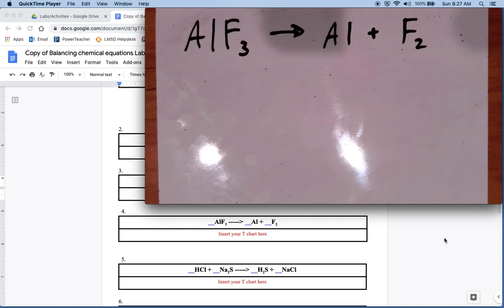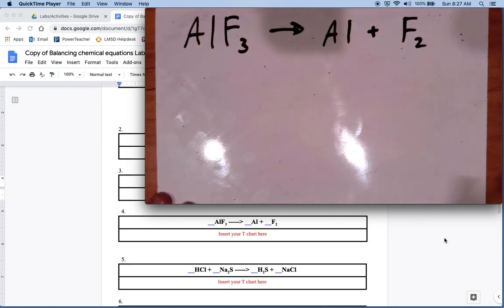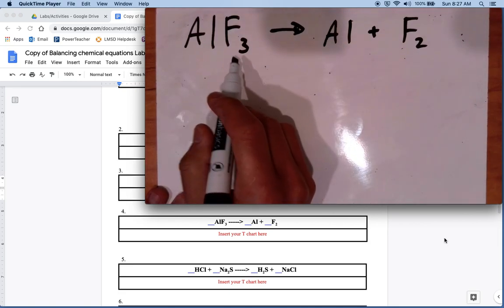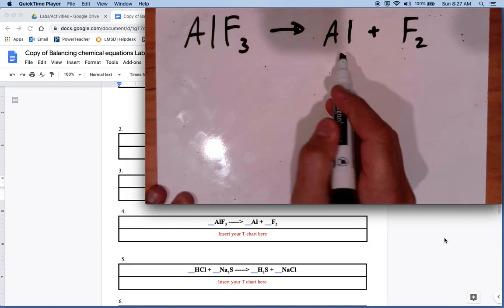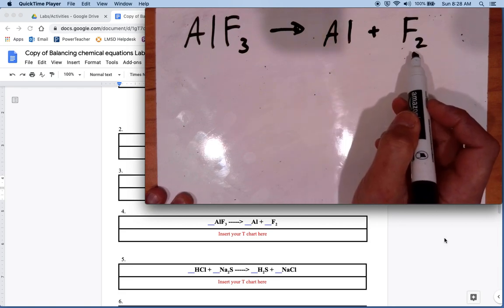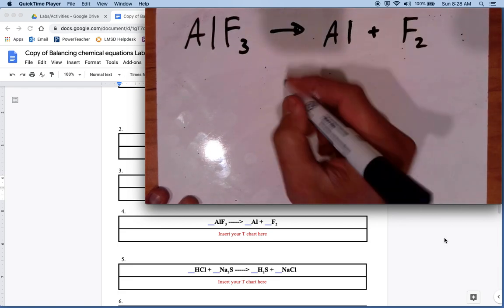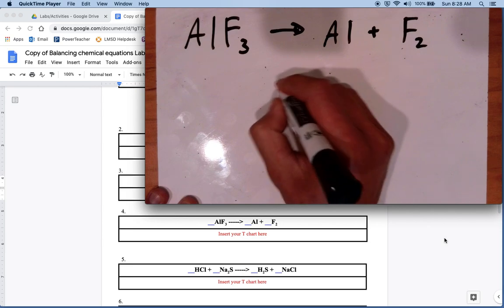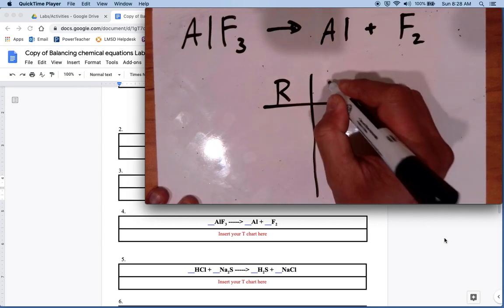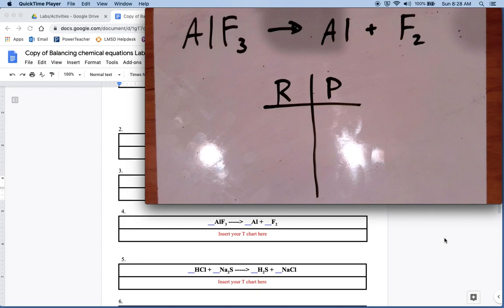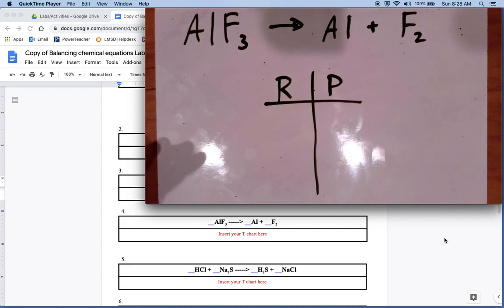All right, our next one, our fourth one, is the molecule AlF3, right? It breaks up into aluminum and fluorine. So what we need to do is balance the equation, or at least first figure out if it's even balanced. Sometimes equations will be automatically balanced for you. Obviously, this week I'm not going to do that.